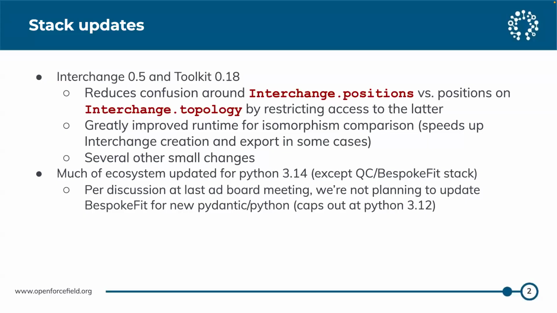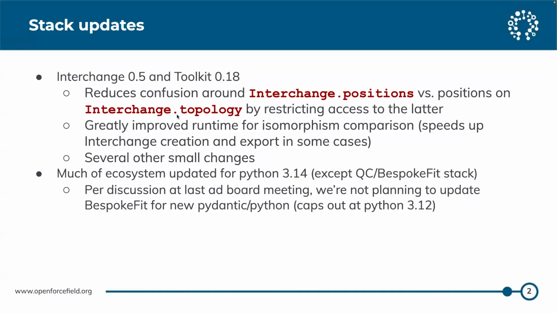The interchange release, the big change in it is that it avoids some ambiguity around which positions an interchange object actually uses when exporting or doing various other operations. One place where an interchange stores positions is this interchange.positions attribute. However, an interchange also owns an OpenFF topology object, and this is a copy of the topology as it was at the time of interchange creation. However, this topology, if you descend into it, has its own positions. It has molecules with conformers, and this would create some user confusion because these are not linked.